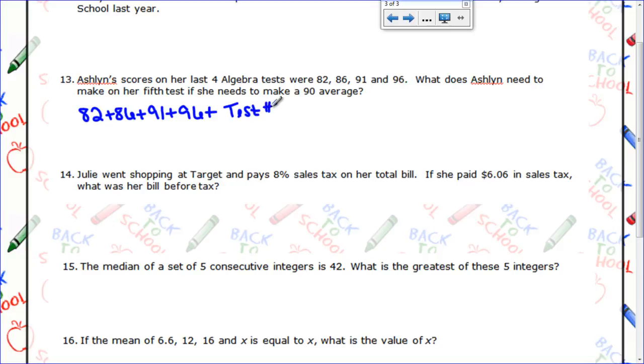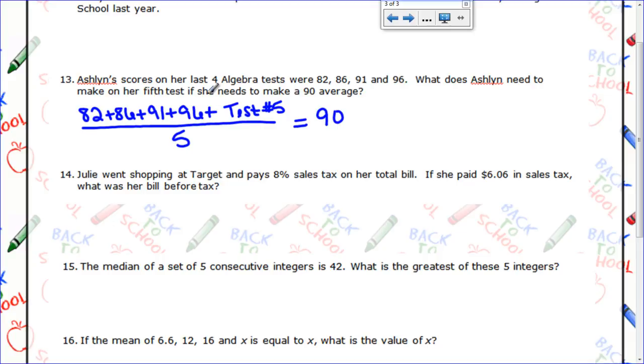We don't know what test number 5 is, so we could just call it X if you wanted to, but we've got to add test number 5 in there. So I have 1, 2, 3, 4, 5 tests, so I've got to divide by 5. And she wants her average to be a 90. So let's simplify. Let's add these numbers together so that I have an easier thing to look at.